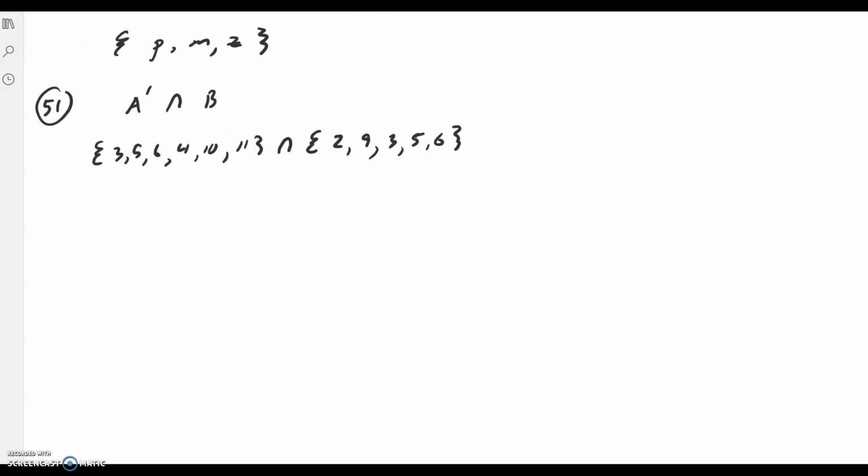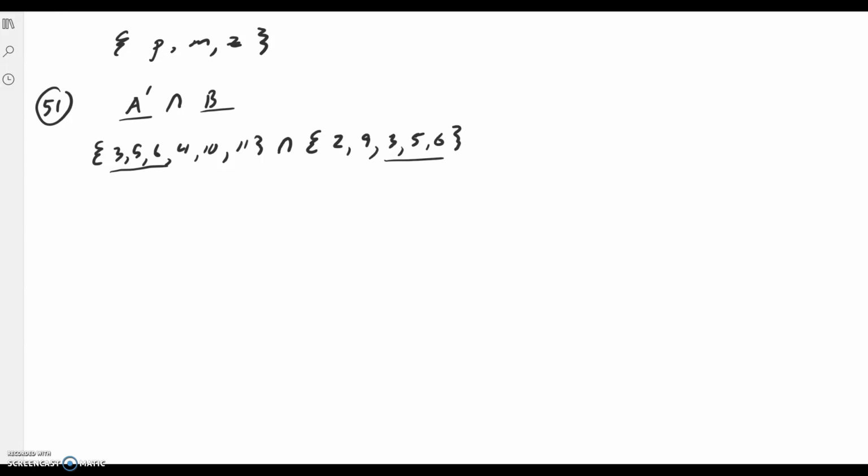Problem 51, we want the intersection of two sets. The first set is the complement of A, that's everything not in A, everything in the universe not in A, intersected with B. Well, that seems to be everything that's in B that's not in A. And that would be, from the picture, everything in B that's not in A would be 3, 5, 6. So let's see if it's true. We got 3, 5, 6, 3, 5, 6.